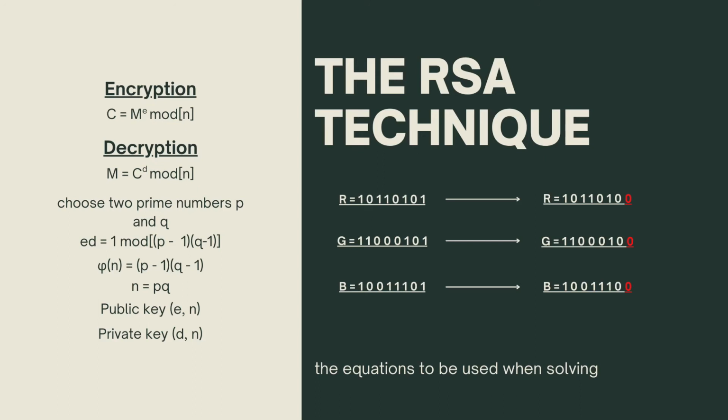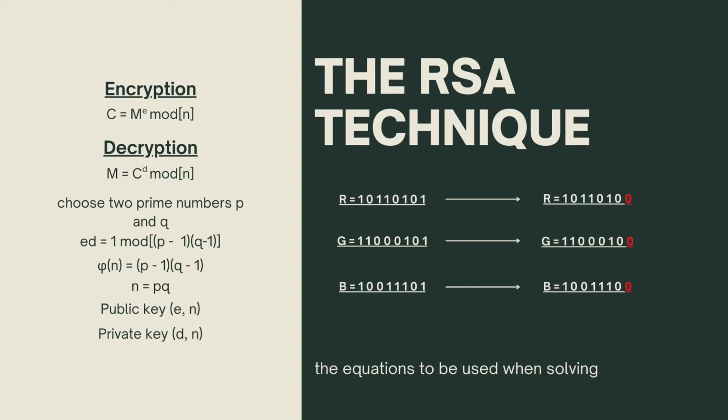So first, we must choose two large prime numbers, let's say P and Q, which must be between the range of 1 to 100. And then we have to compute for phi n, which is equal to P minus 1 multiplied by Q minus 1. Next, we have to compute for n, which is equal to P times Q.